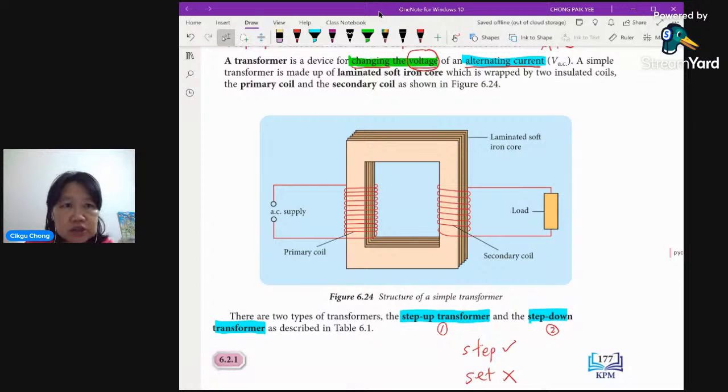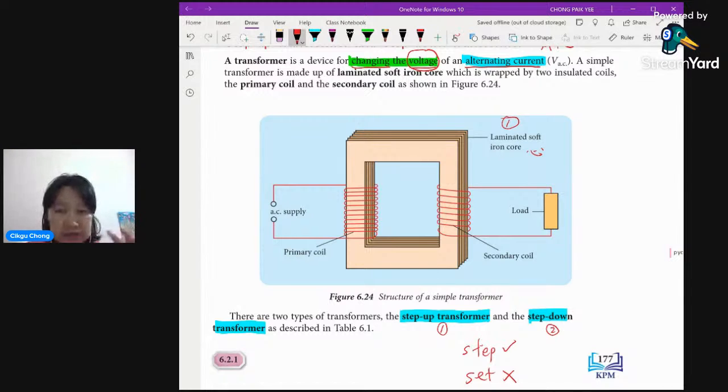So these 3 parts here, number 1 is a laminated soft iron core. This middle part, the core, is like in Cantonese we say sum. Sum is like the middle part. The most central thing is called a core. We call it sum in Mandarin or in Cantonese. So this core is made of iron.